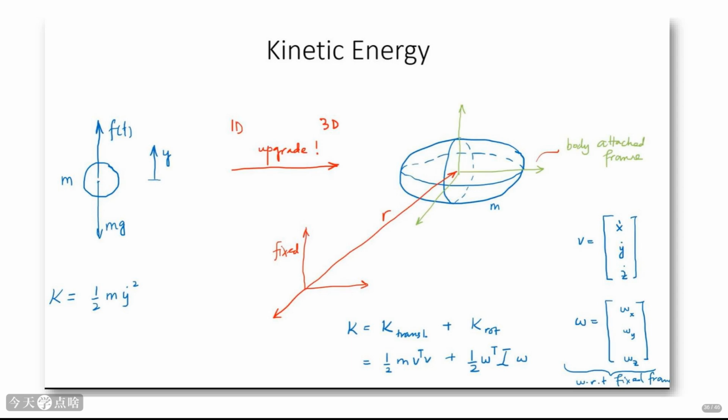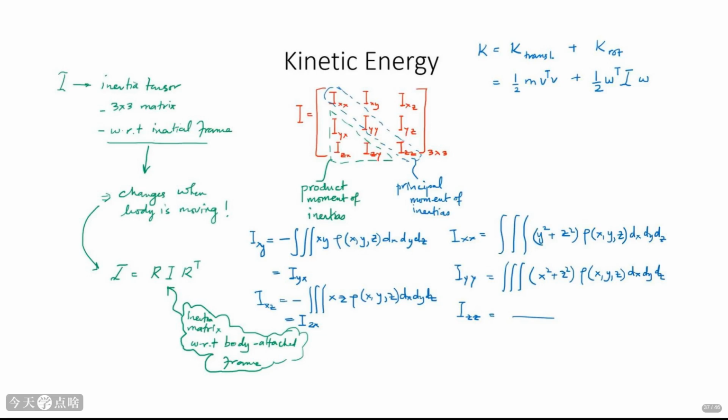We need to calculate these for each link of the robot. The inertia tensor I is a 3x3 matrix that describes how a rigid body resists rotation about its principal axes. Its components depend on the mass distribution of the body. The rotational kinetic energy is 1/2 omega transpose I omega.